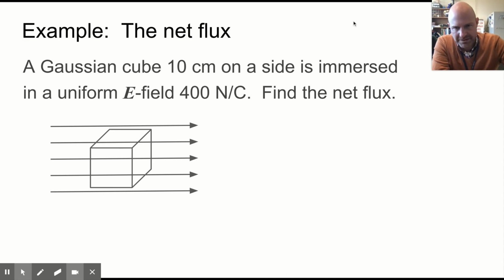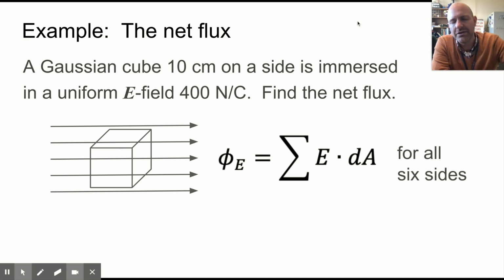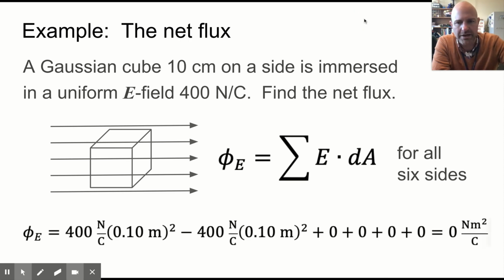So what is the net flux on this Gaussian cube, 10 centimeters on the side, in a uniform 400 Newton per Coulomb electric field? For a cube, we basically take the 6 sides and do the calculations for each of them. We have 2 sides that have a flux, one positive, one negative, and the other 4 sides have 0 flux. Because this is a uniform field, the same amount of flux goes in and out, so it ends up being 0 total.